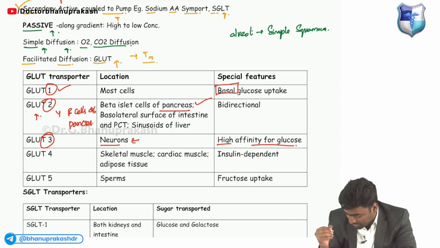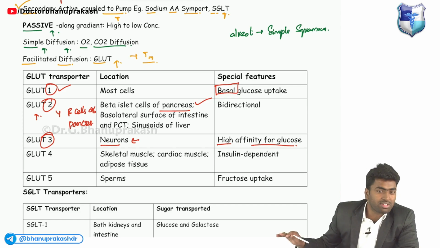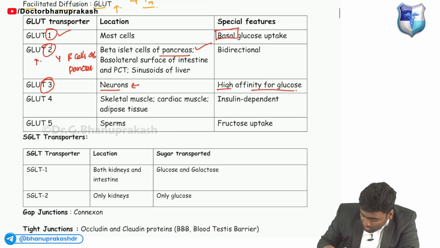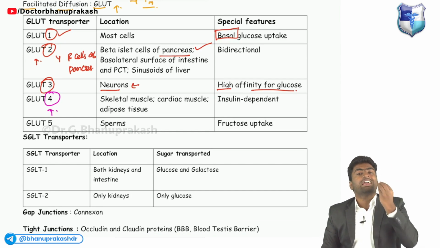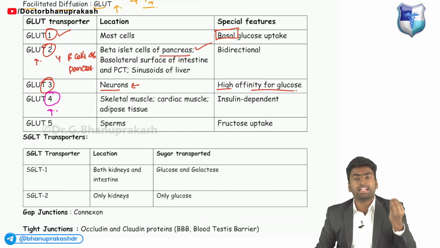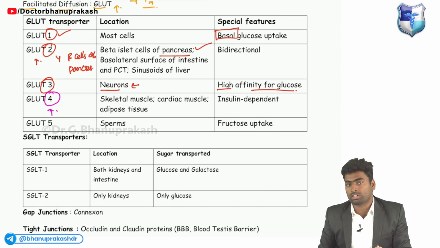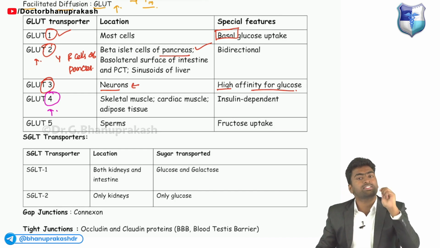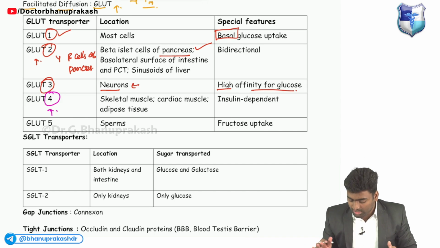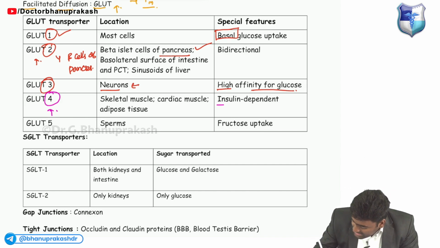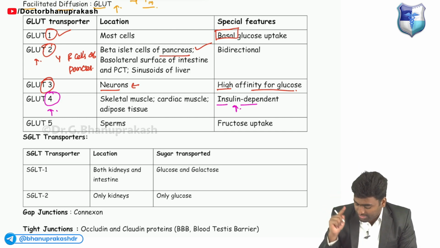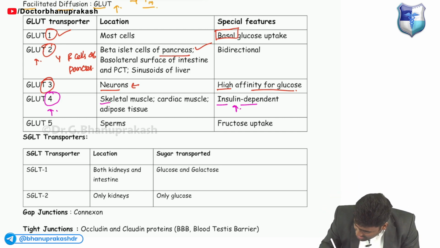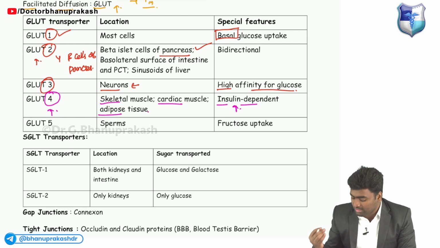Okay, it has the high affinity for glucose, and you remember this first 3 or not, but you should remember this GLUT 4. GLUT 4 is insulin dependent. If there is presence of insulin, then only this GLUT 4 will work. If there is no insulin, there is no ID card, this GLUT 4 won't work. So it is the insulin dependent GLUT transporter, and this will be present in skeletal muscle, cardiac muscle, and the adipose tissues.